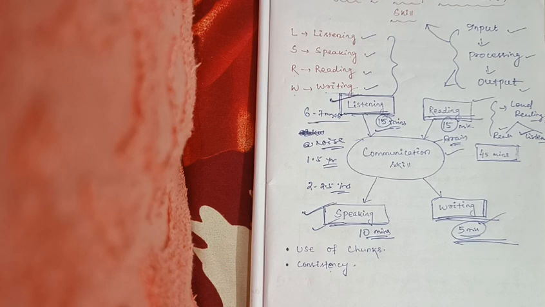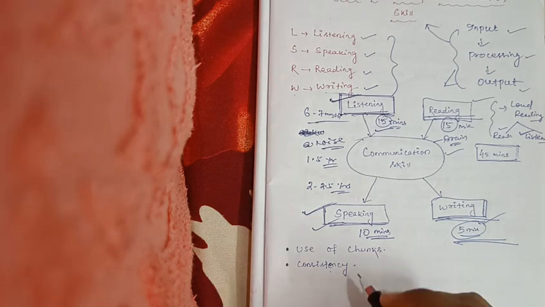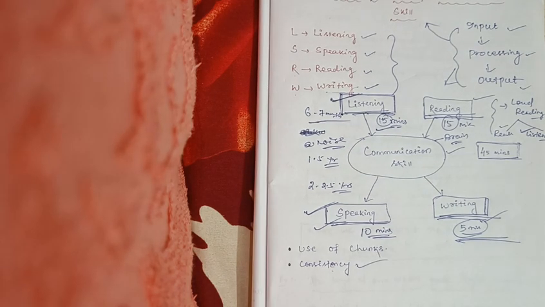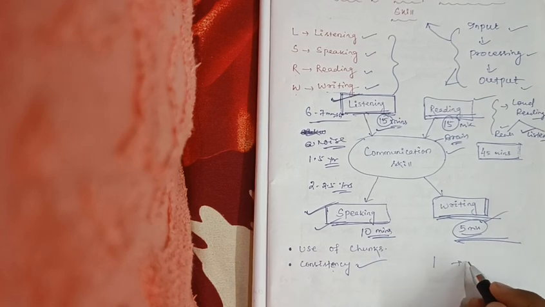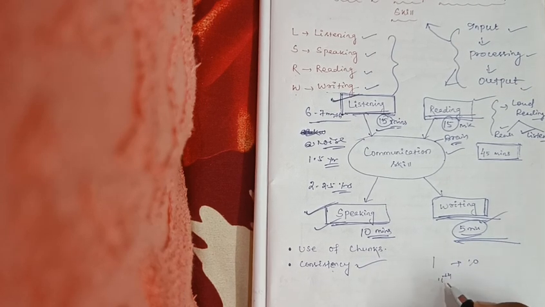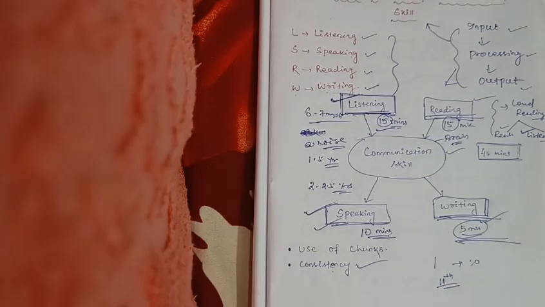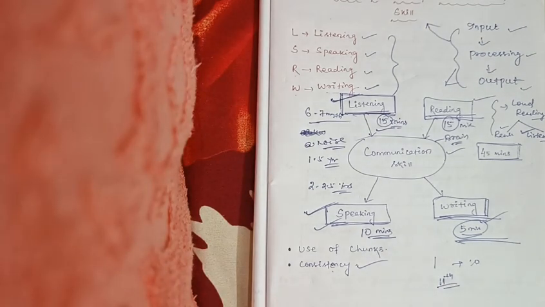Okay, so we have to maintain consistency regularly. Suppose I am doing it on the first day and I am leaving it for 10 days, and on the 11th day I am doing it, then there is no value of it. Every day regularly, as we are eating, as we are sleeping, every day we have to practice this communication skill for only 45 minutes. From 24 hours, it's very easy to find 45 minutes for our own development.